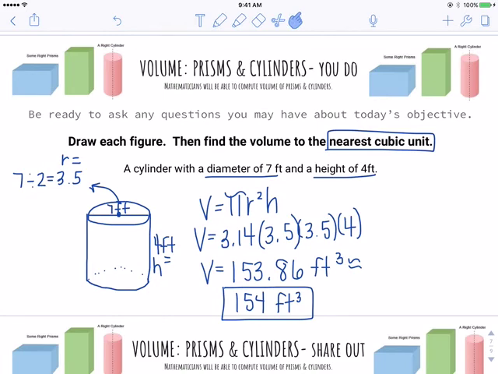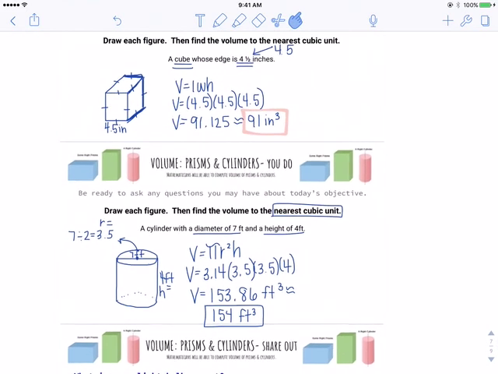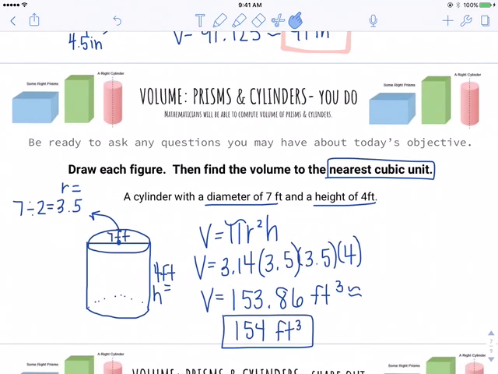All right, so if you need to, you can refer back to this video any time that you're doing your independent classwork today, and then you can finish that up and submit that to Canvas.